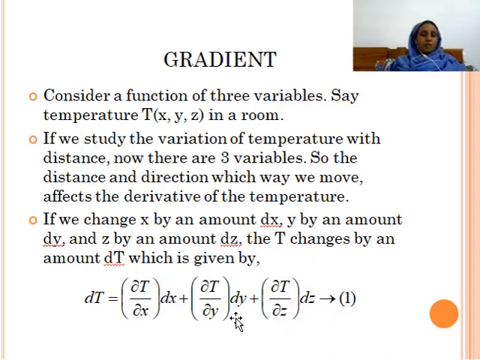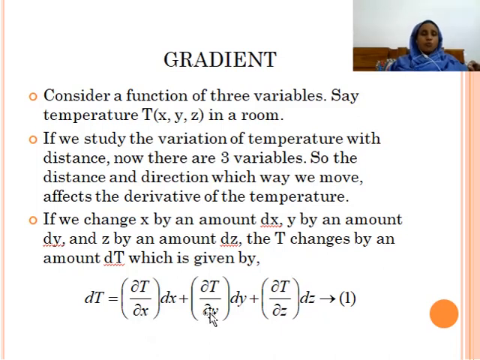Okay, in our previous equation, you know that we write the change in f, df, equal to df by dx into dx. But this time there are three variables. So we use partial derivatives. This is called the partial derivative of temperature with respect to x. Okay, so if we move along the x direction, this much change happens to the variable T, the slope.